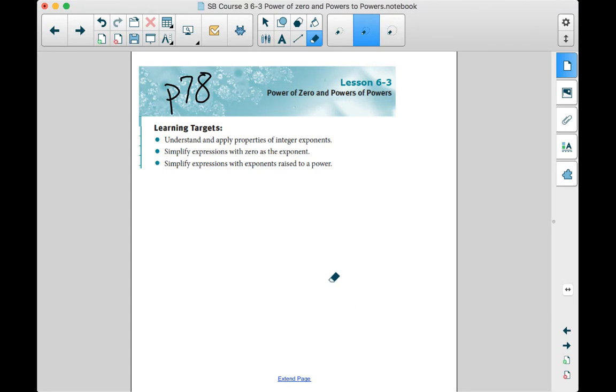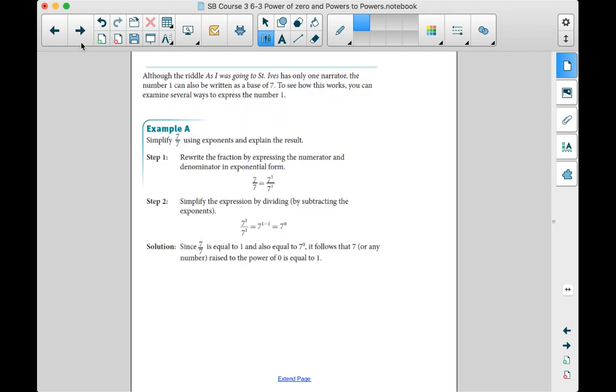Okay, so right now we're on page 78 in your Springboard, and we're going to move on to activity 6.3. On activity 6.3, I want to point out there are two topics. The first topic is the power of zero, and the second topic is the power of powers. So in order to be successful today, you should know how to simplify expressions with zero as the exponent, and how to simplify expressions with a power that is then raised to another power. So we're going to start with the power of zero.